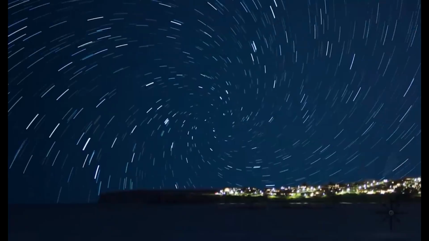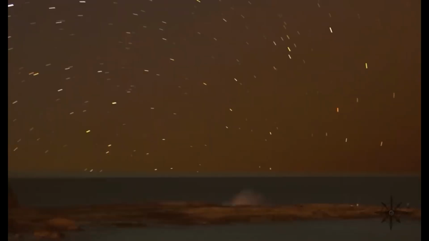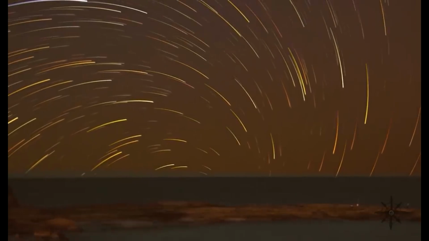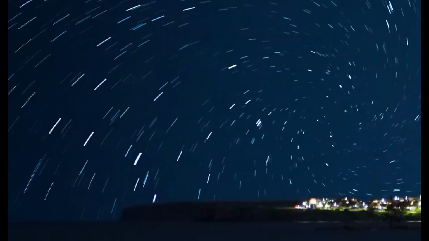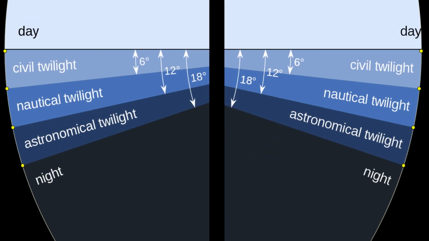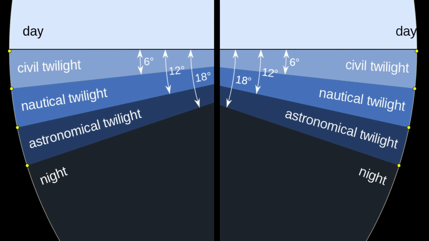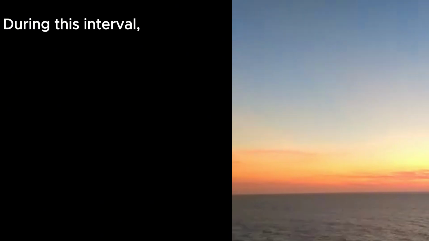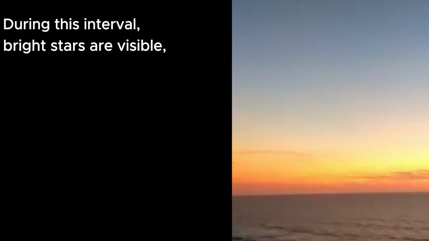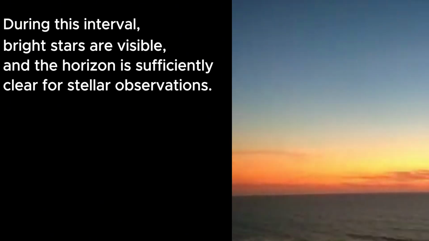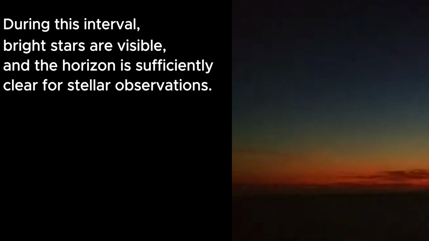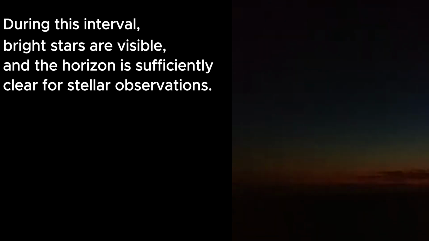When deciding on a suitable star for a meridian observation, it is necessary to limit the choice to that star whose meridian passage occurs during twilight hours. Nautical twilight is defined as the period when the sun is between 6 degrees and 12 degrees below the horizon. During this interval, bright stars are visible and the horizon is sufficiently clear for stellar observations. It is possible to obtain good star sights at times both earlier and later than those falling within nautical twilight.